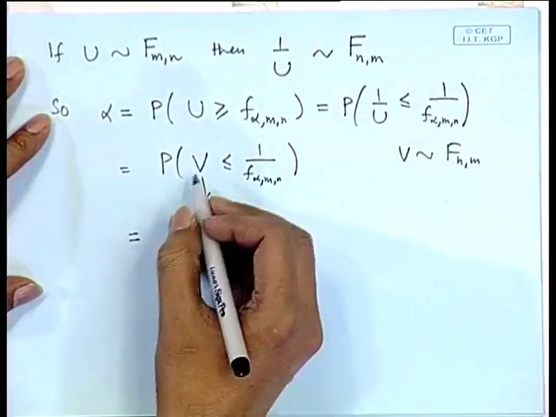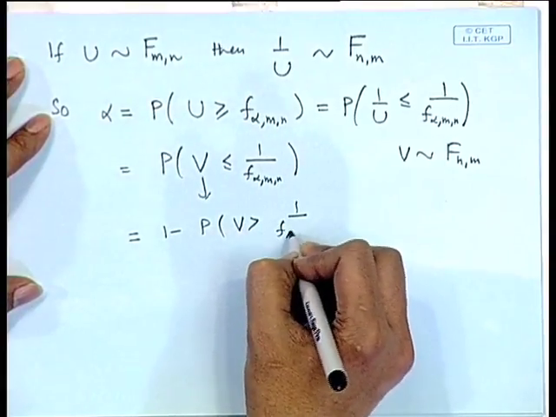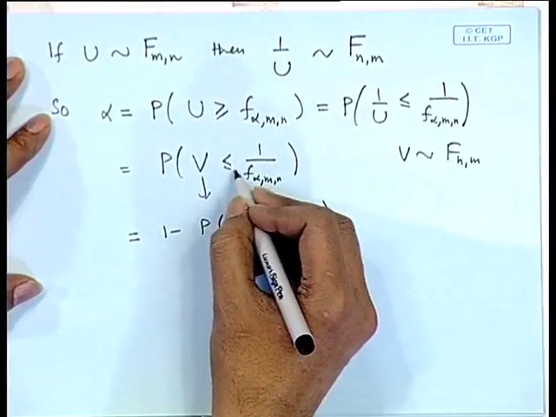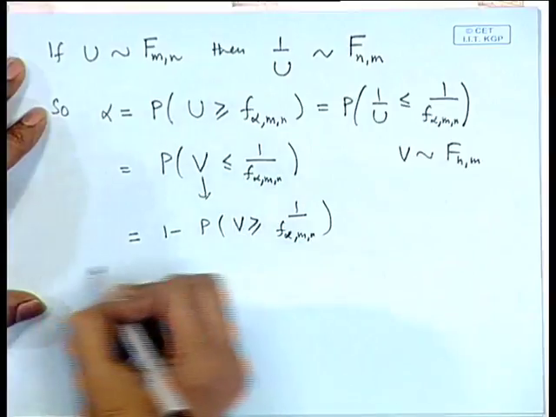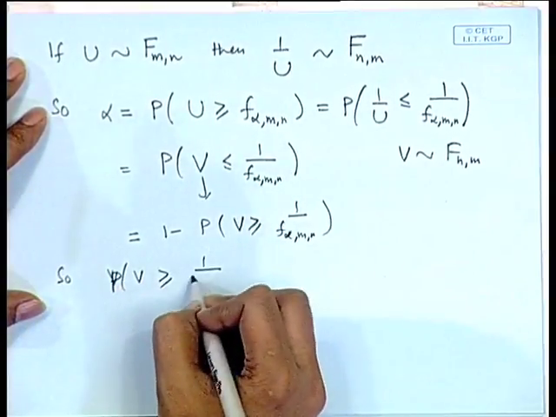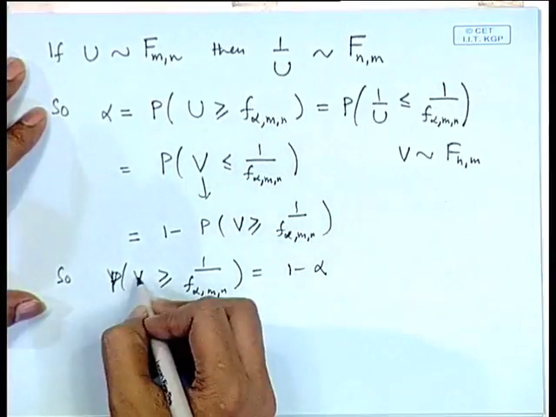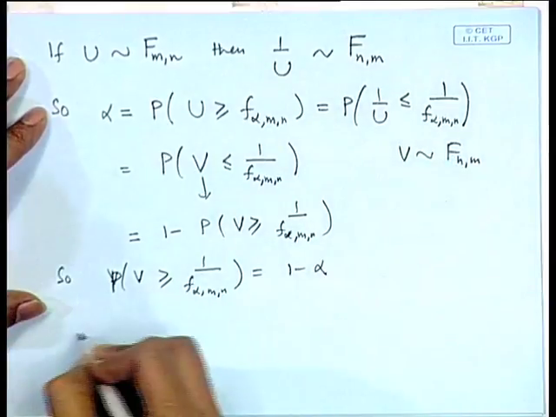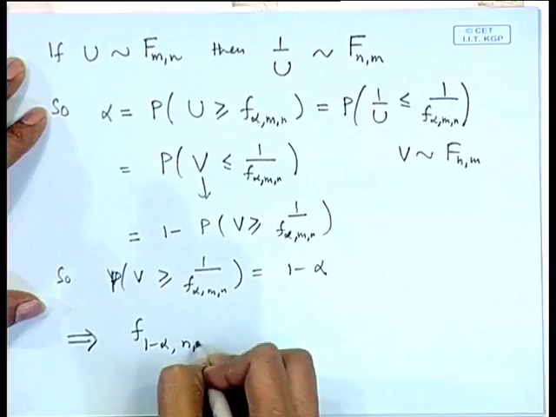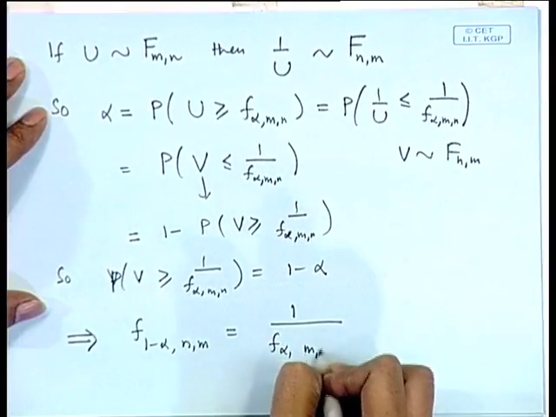So, if I am saying that v greater than 1 by f alpha m n, this equality or inequality does not play any role here because of the continuous distributions. So, I am saying probability v greater than or equal to 1 by f alpha m n is equal to 1 minus alpha, but v is an f n m distribution. This implies that f 1 minus alpha n m is equal to 1 by f alpha m n.